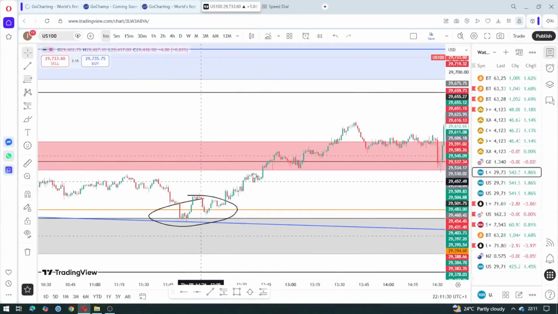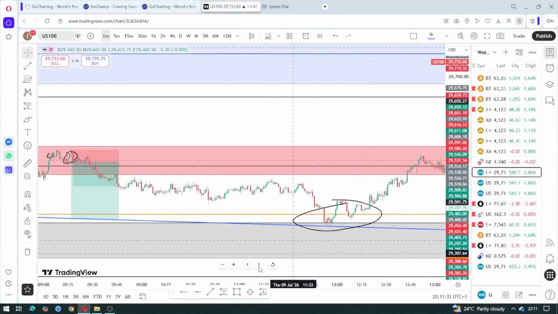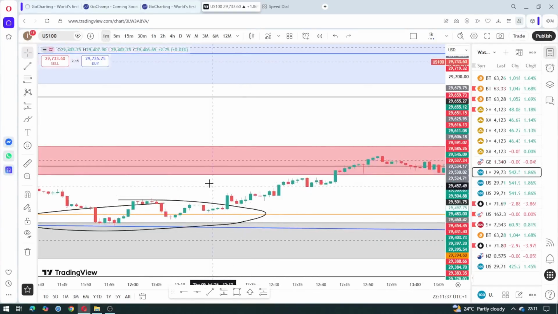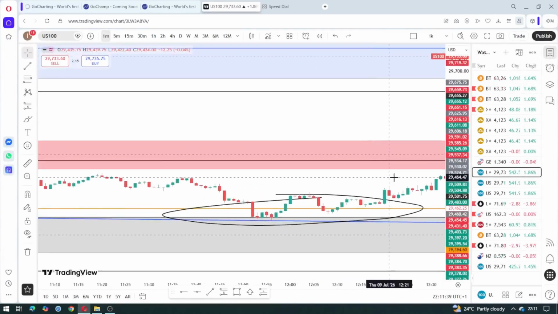See, after hitting the zone, we expect it to come back to this zone, and then we expect it to reverse. But how do we know that it is reversing? There's what we call a turning pattern. Look at out of this base and this base. Can you notice what happened here?